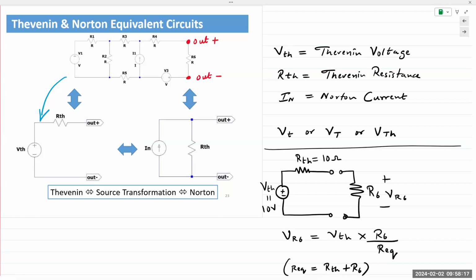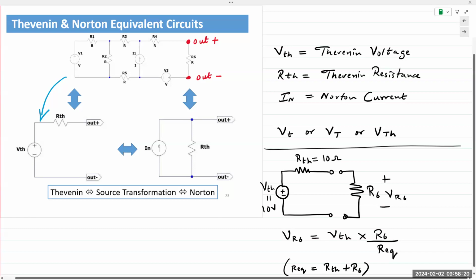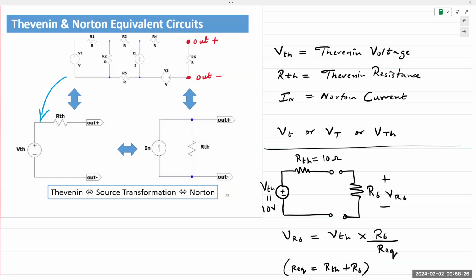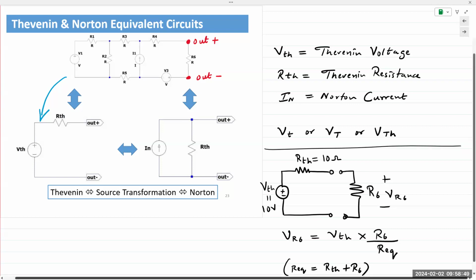So you could take like 100 different values for R6, put them in a spreadsheet or calculation software like MATLAB, plug in as many values as you want, and it will give you answers for all of them at once. Make sense? You don't have to analyze the circuit over and over again for every single value of R6. And that is the purpose and the advantage of using the Thevenin equivalent circuit. And same thing with Norton current. If you wish to find the current through R6, you can find the Norton current, simply apply current division and find IR6, the current through R6, for as many values of R6 as you want.